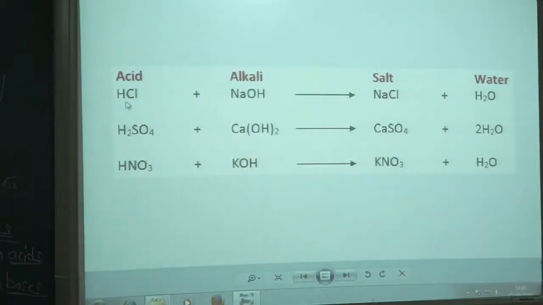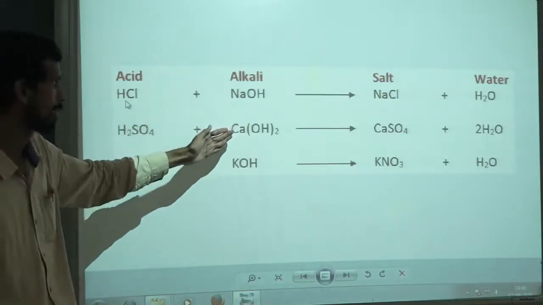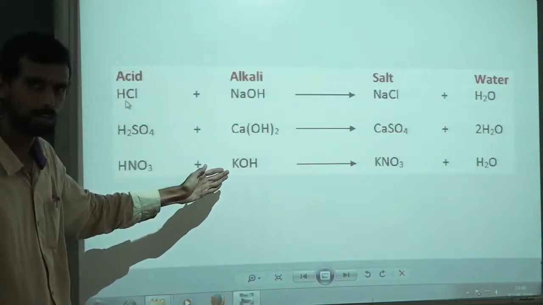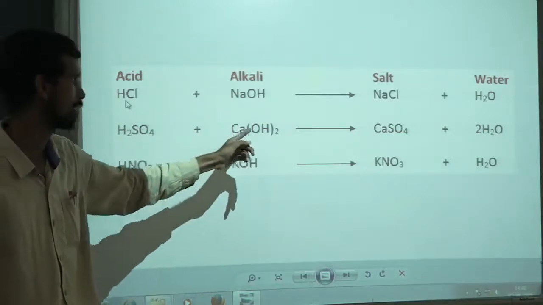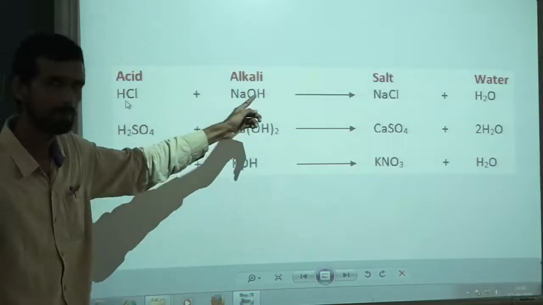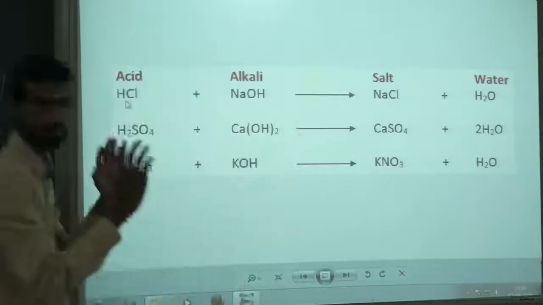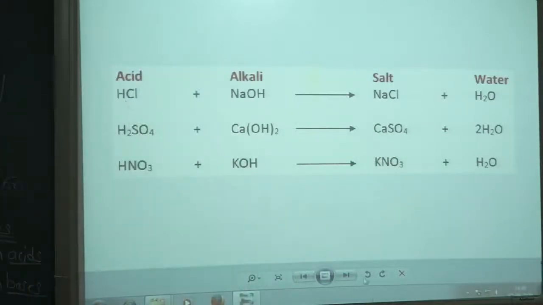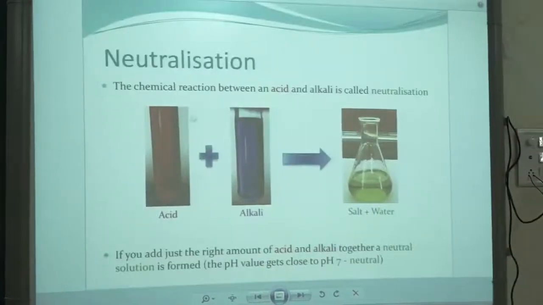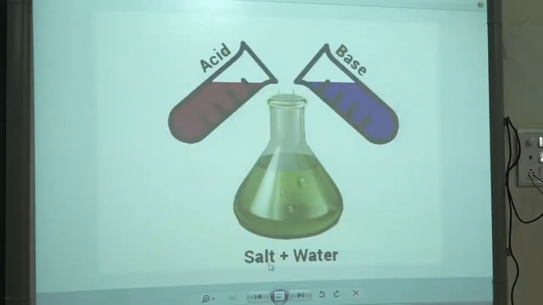These HCl, H2SO4 are acidic. This is hydrochloric acid, sulfuric acid, nitric acid. Sodium hydroxide, calcium hydroxide, potassium hydroxide. KOH means potassium hydroxide. So acid plus base gives salt and water, and these reactions are called neutralization reaction. Neutralization is the reaction between acid and base. Salt and water is produced. Again, some more pictures.